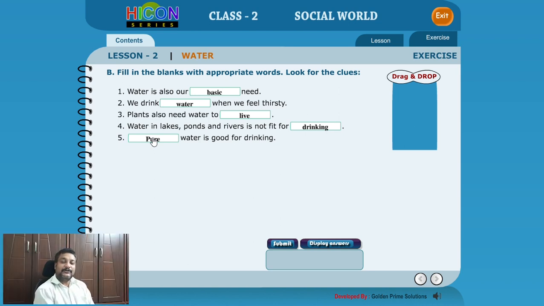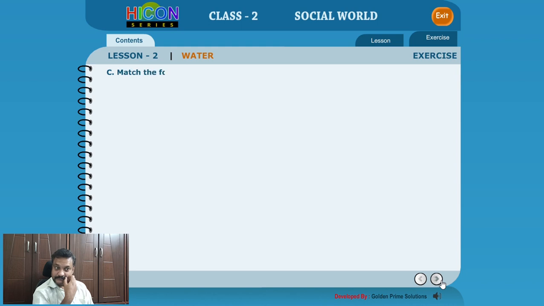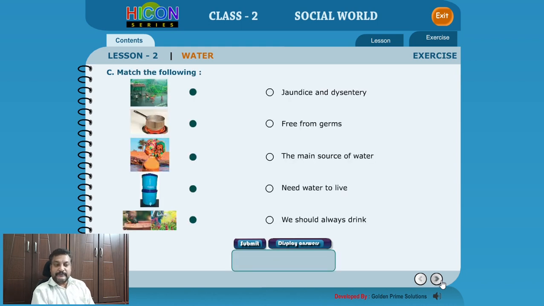Okay, children, we will go on to the next question. Match the following. Regarding water, different aspects of water, there are 5 pictures given, and there are 5 descriptions also given. In the first picture, it's about rain, isn't it? Some kids are jumping and playing in the rain. Very good. So what is the answer for that?